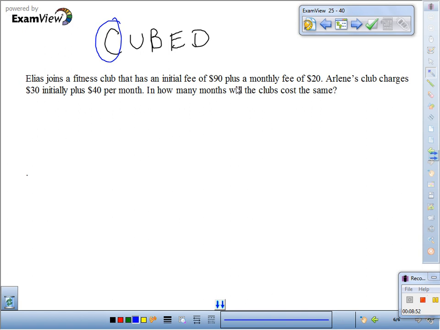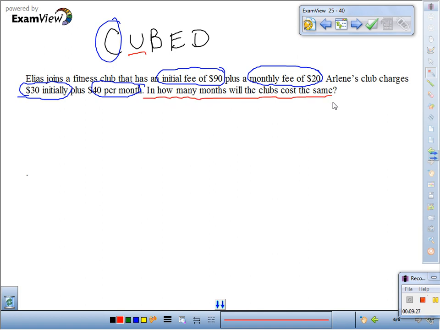So let's circle important numbers. The initial fee is 90 dollars, and they charge a monthly fee of 20 dollars. And then from here, the initial is 30, and the monthly is 40. Underline the question: in how many months will the clubs cost the same? I want you to double underline where it says the same.